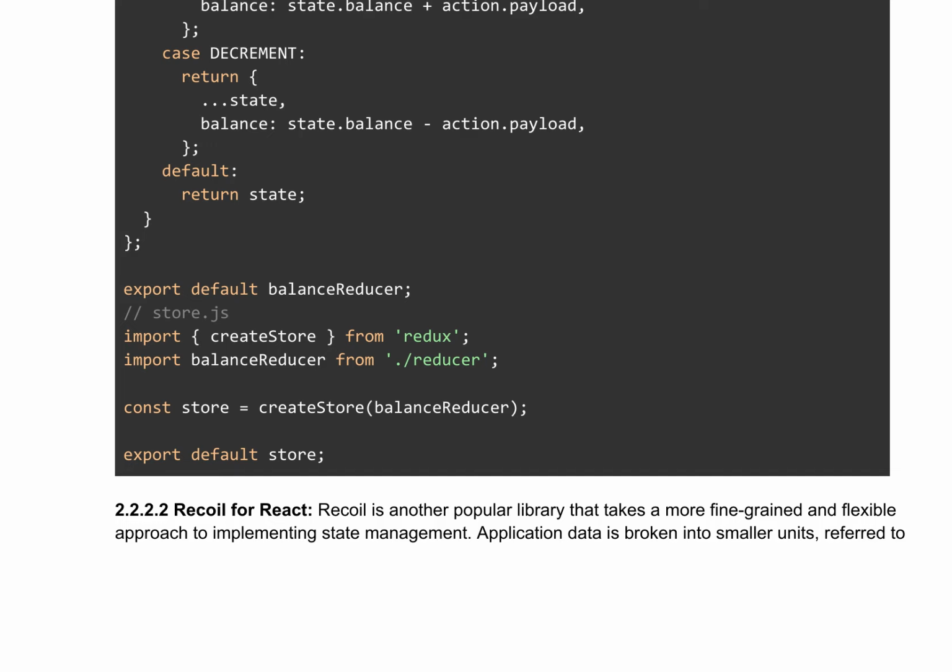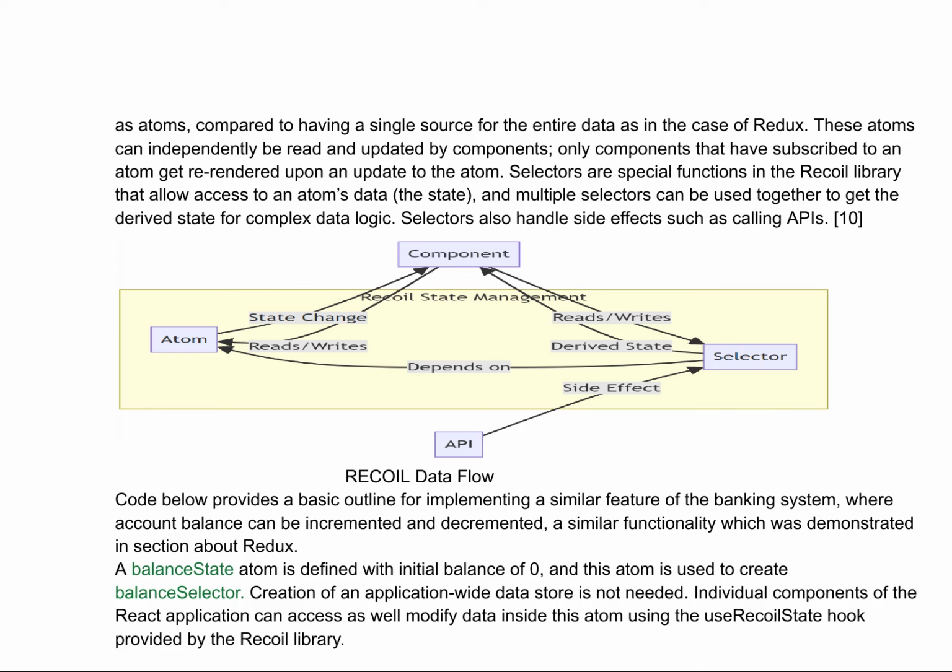In the context of state management in React applications, Recoil and Zustand are explored as alternatives to Redux. Recoil introduces the concept of atoms, which are independent units of state that can be read and updated by components. Components that subscribe to an atom are re-rendered upon an update.